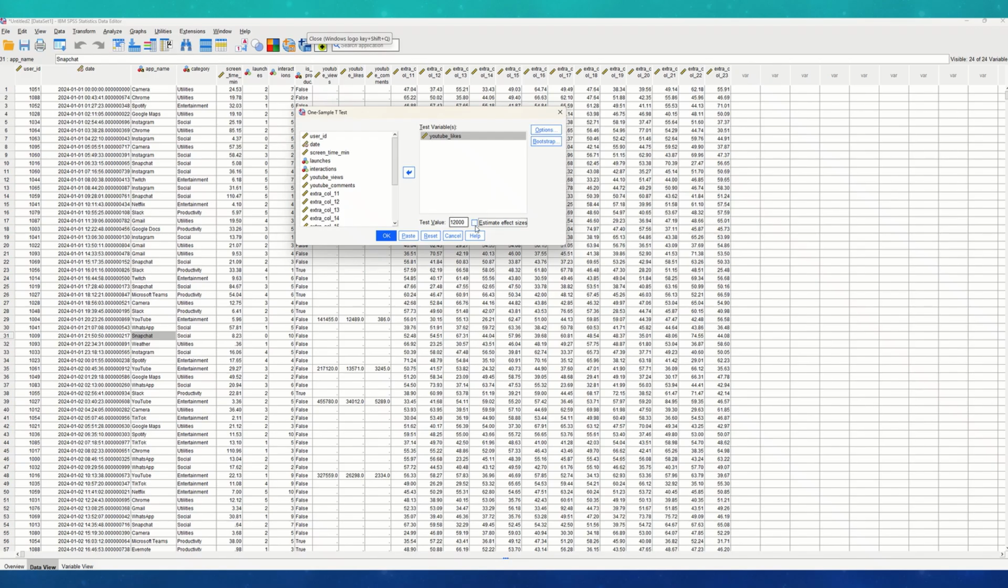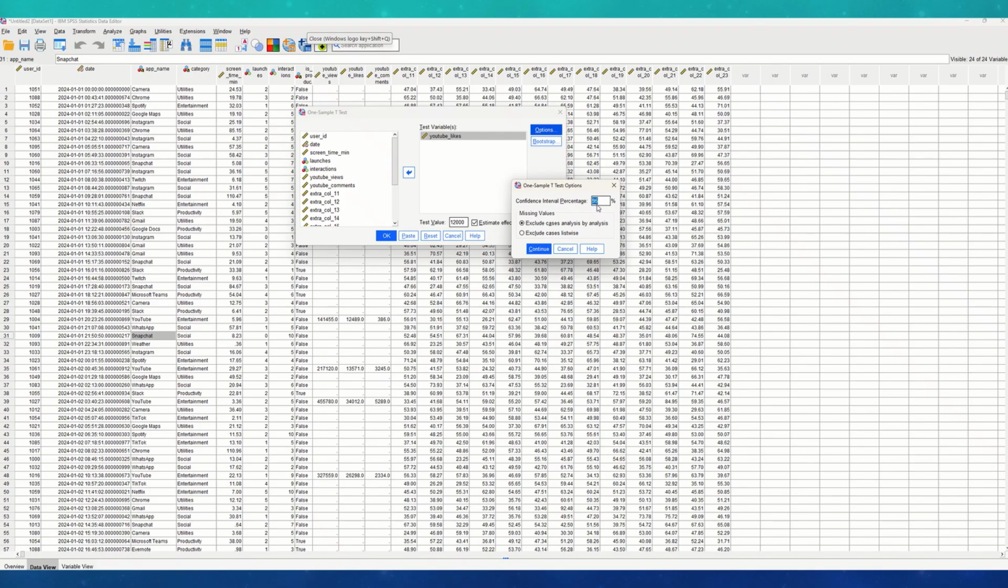Now, you can either check or uncheck estimate effect sizes. There's no reason not to have that checked. Remember that the effect size is probably the closest thing in statistical terms to what we mean in common language when we say that something's significant. So it's always a good idea to take a look at your effect sizes. Once you've selected that test value, there are some other options that you can include. And the one that I want you to pay attention to here is the confidence interval percentage.